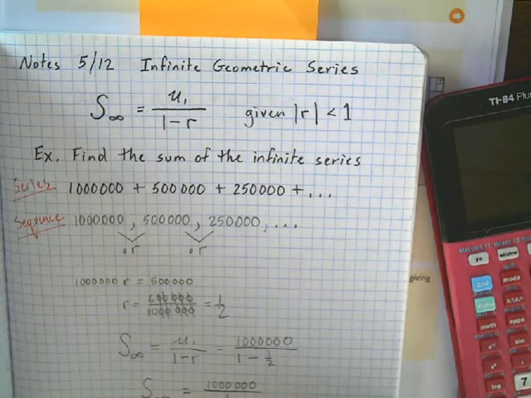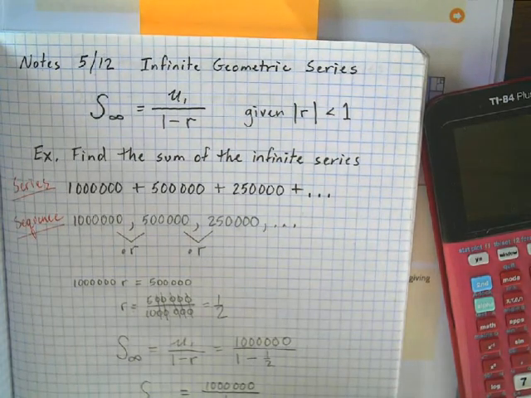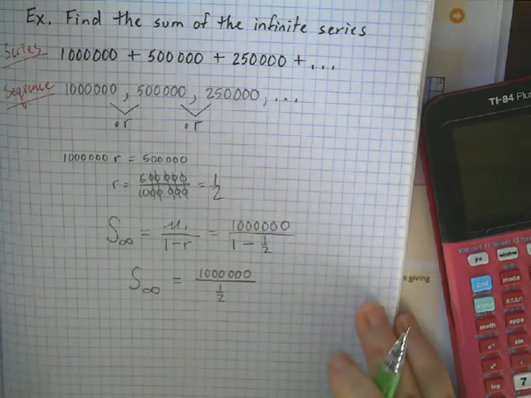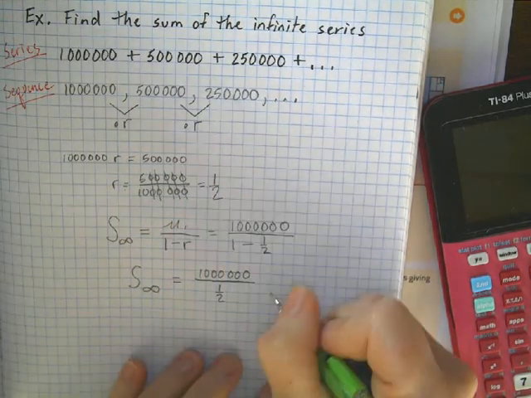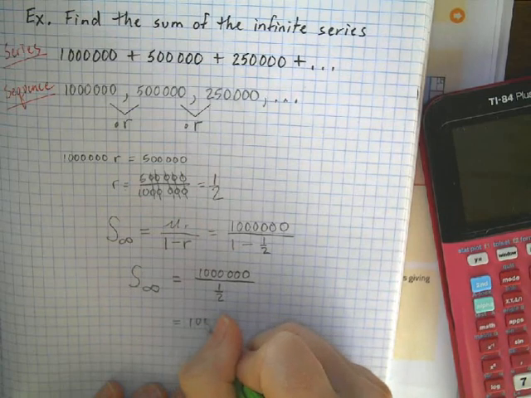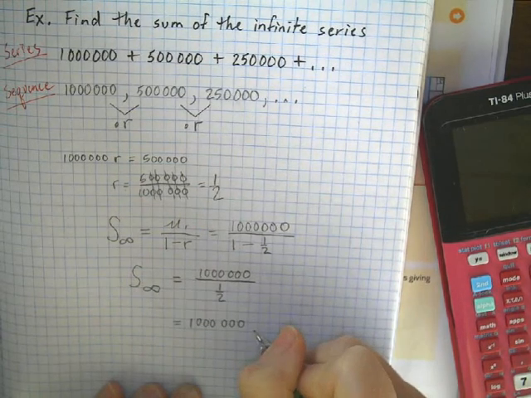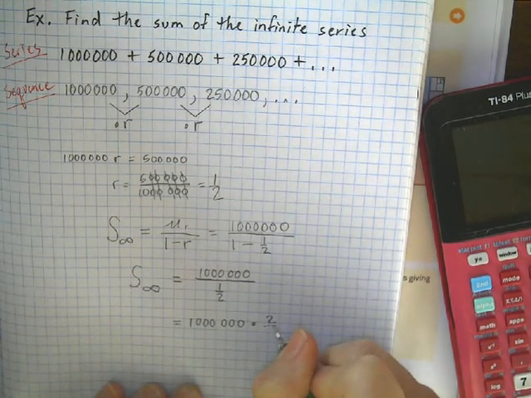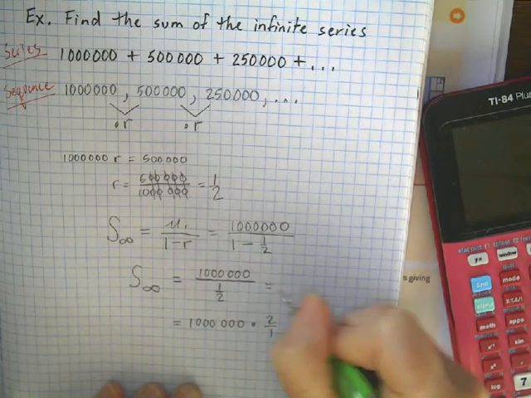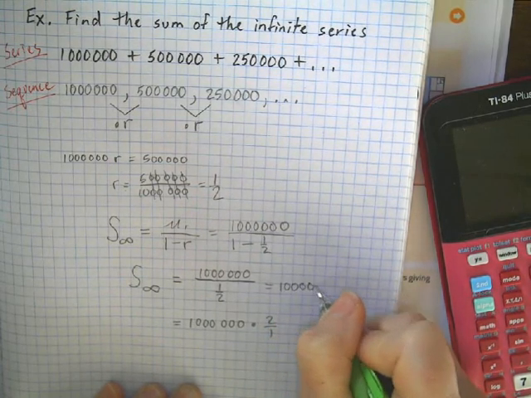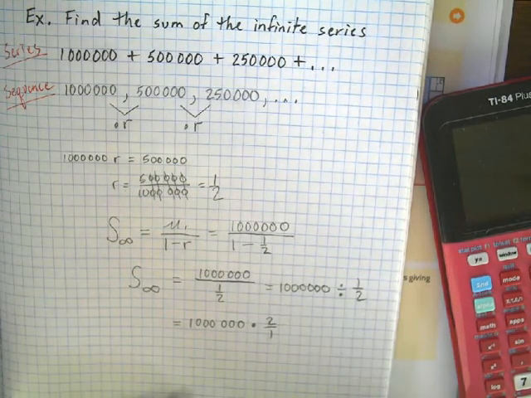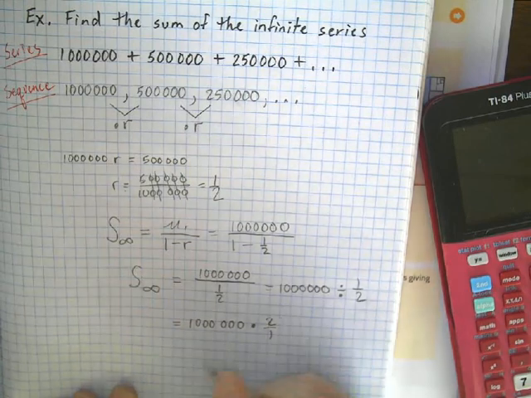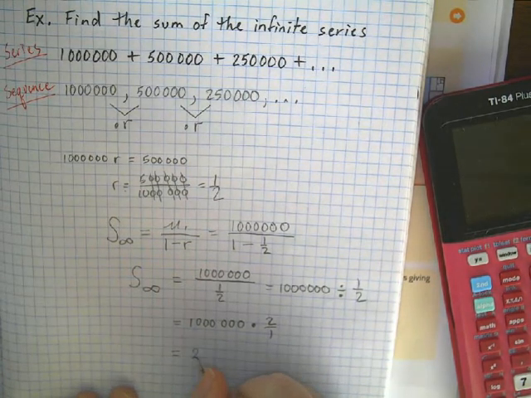So 1 million divided by 1/2. Now be careful here. 1 million divided by 1/2 is not 500,000. We have to change this. We're dividing by a fraction, so we rewrite it as 1 million times the reciprocal. This is the same as 1 million divided by 1/2, so we multiply by the reciprocal, which gives us 2 million. The answer is 2 million.